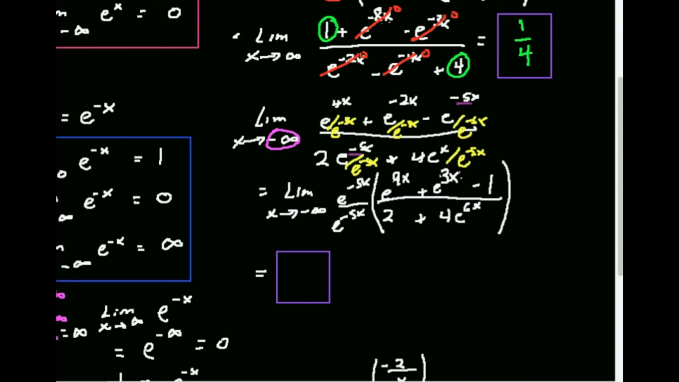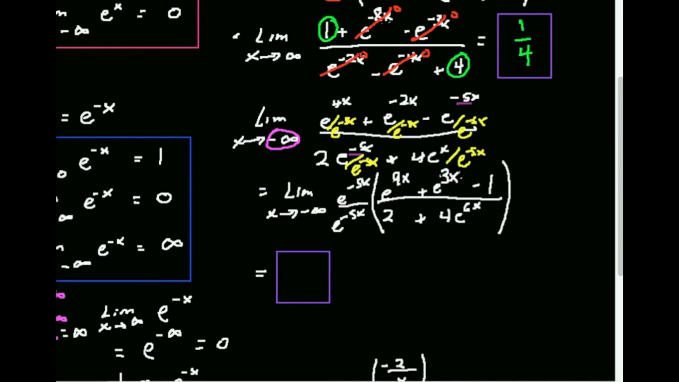What is that going to do? Well, number one, here I have e to the 4x divided by e to the minus 5x. So you take 4 minus negative 5, and you get e to the 9x. Notice I have this e to the minus 5x over e to the minus 5x out in front. So this becomes e to the 9x. Then I have this negative 2 minus negative 5. So negative 2 minus negative 5 is positive 3. So this is plus e to the 3x.